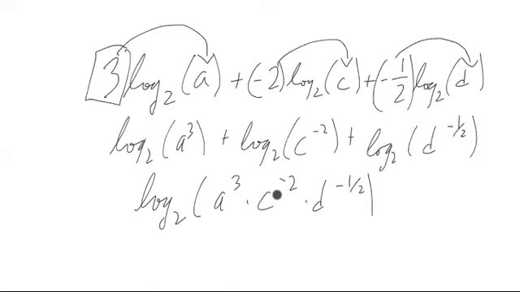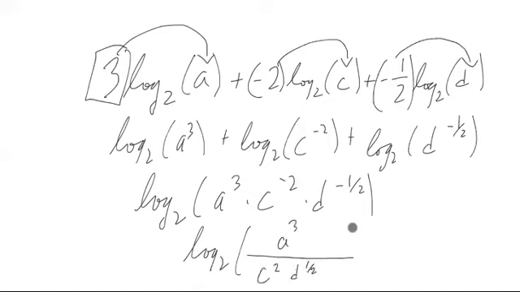You see these negatives? Let's rewrite it as log base 2 of, and make a fraction, a cubed, and anything that's negative put on the bottom, c squared and d to the 1/2. And if we really want to write things with radicals, we could do this, log base 2 of a cubed over c squared times the square root of d.